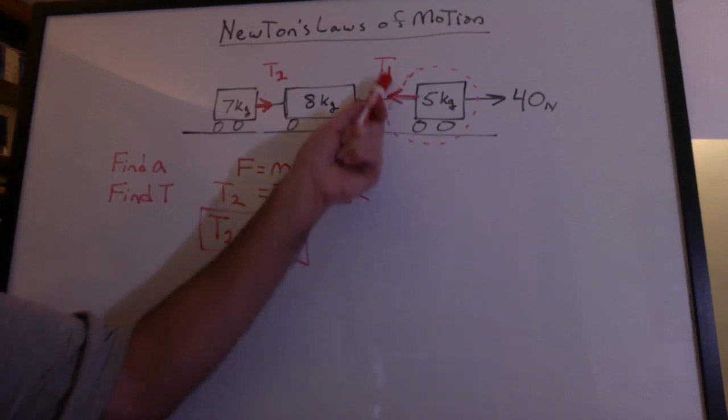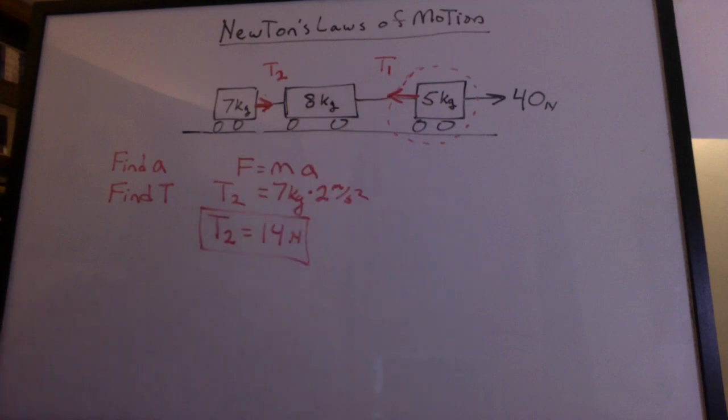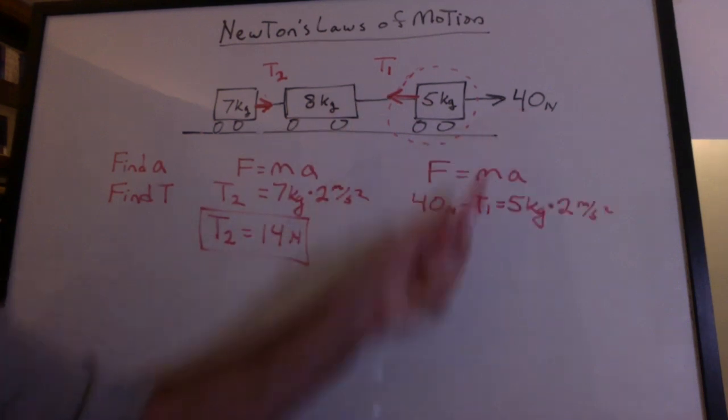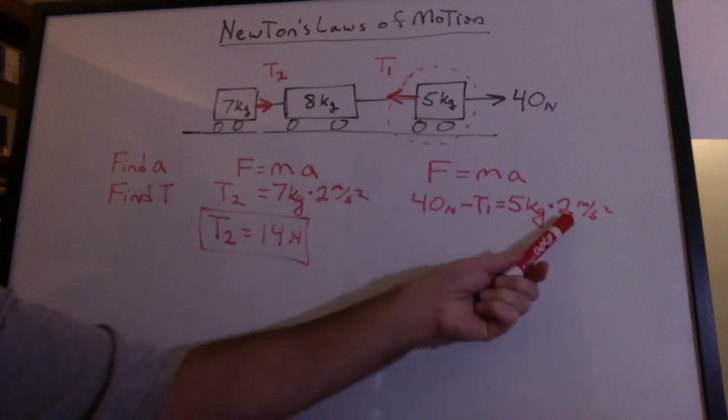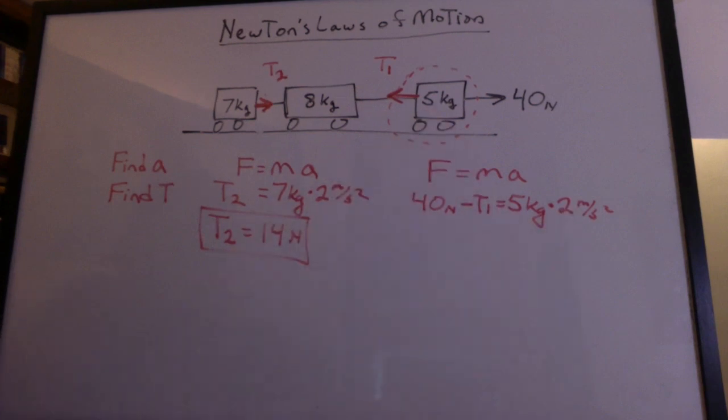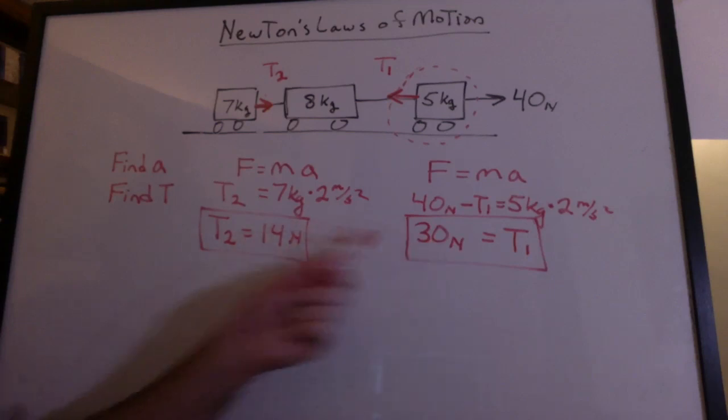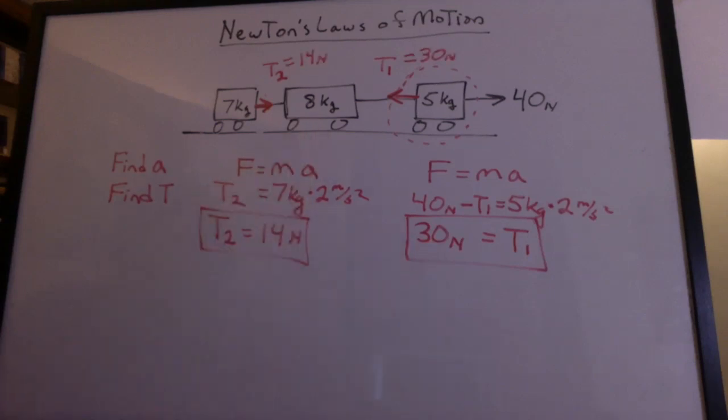Strings can only pull. That tension has got to go backwards. The force forward minus the force backwards equals 5 kilograms for that system times 2 meters per second squared. Hey, these tensions are not the same. Let's take a look at the middle cart and we'll see why.